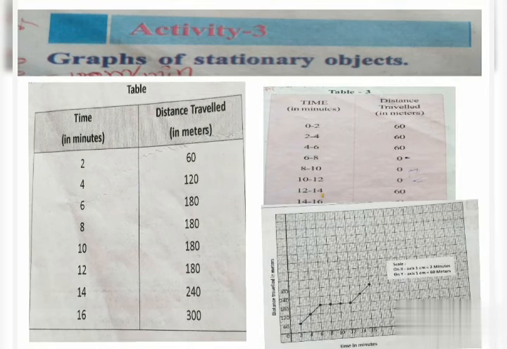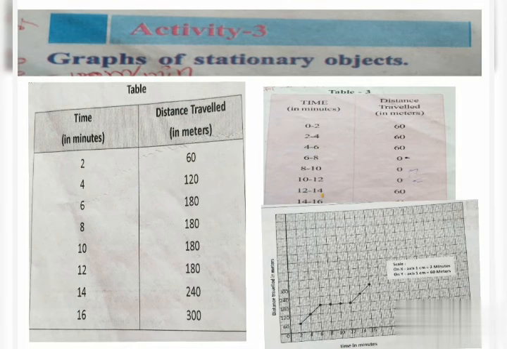Look at the graph and estimate the distance covered by Bhumika after 8 minutes. See the graph and say what is the distance covered by Bhumika after 8 minutes. We can say yes, the distance travelled by Bhumika after 8 minutes is 180 meters. How far did she travel after 12 minutes? She had travelled 180 meters.